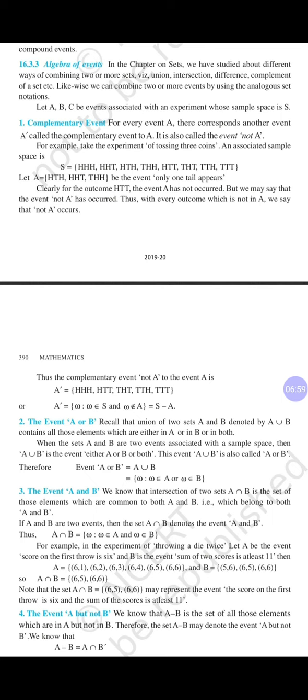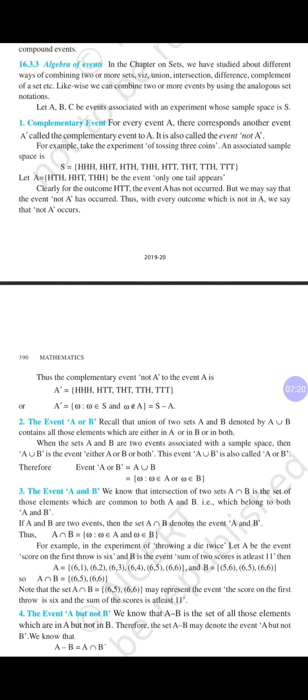So A and its complement together will give you the sample space. Here, look, in the downside it is written A dash and all the elements of A dash have been written, and A dash will also be equal to S minus A.